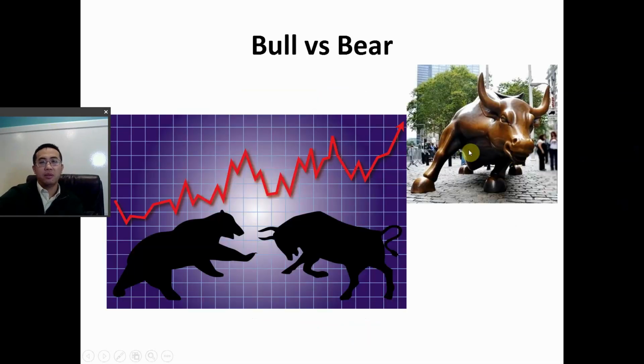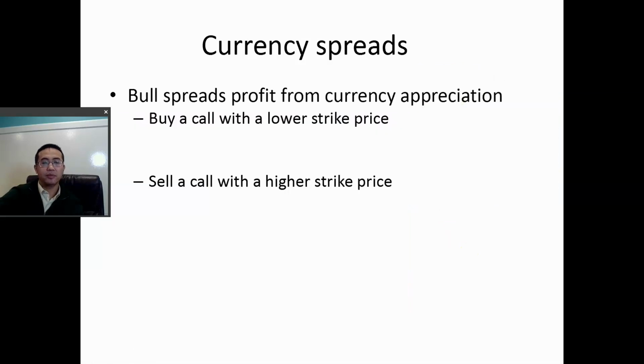Okay, and you also have a bull spread and a bear spread. Definitely, a bull spread is the type of option strategy that makes money when the price is going up, and a bear spread would make money if the price is going down.